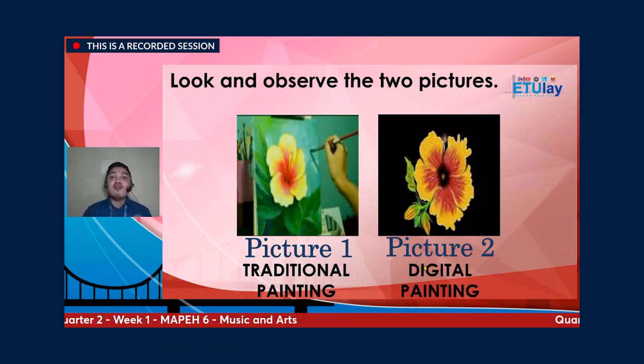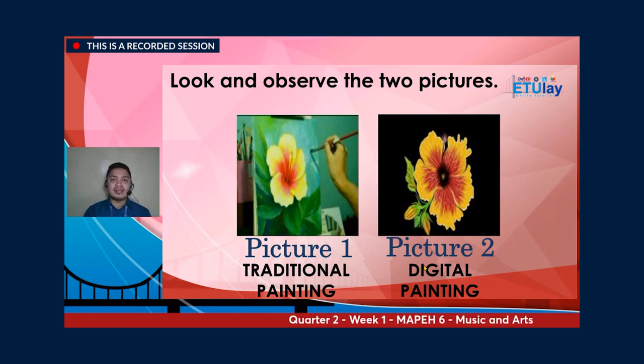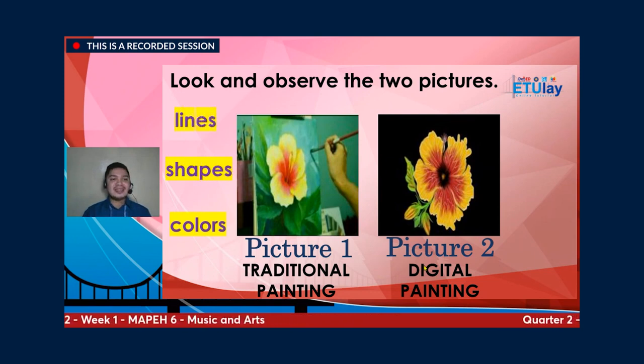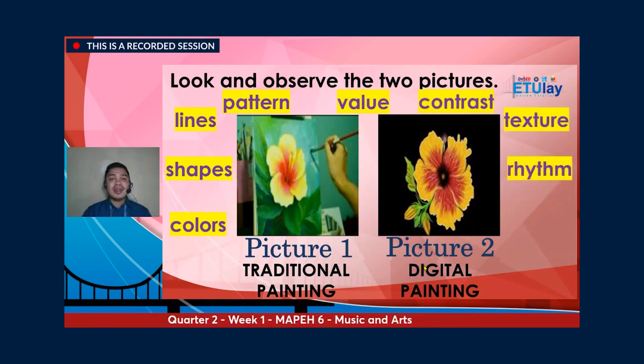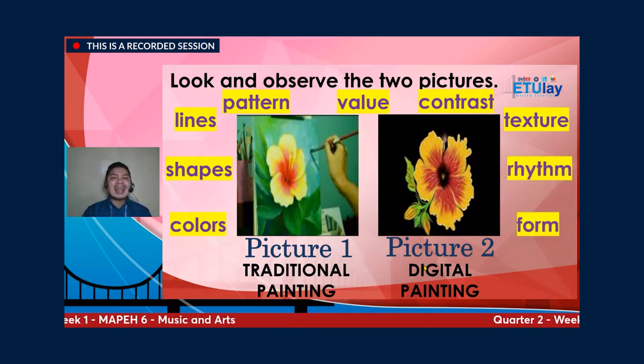Kahit anong painting o artwork, kinakailangan makita ang elements or principles of arts. Ito ay ang mga colors, shapes, lines, pattern, value, contrast, texture, rhythm, or form. Ngayon naman, ating tignan ano-ano ba ang mga elements and principles of arts.